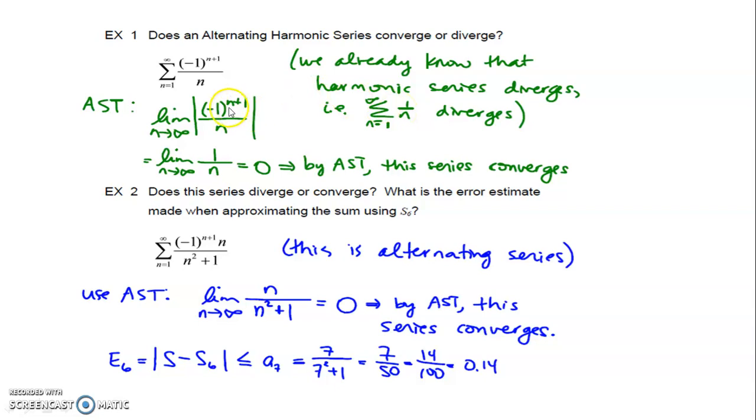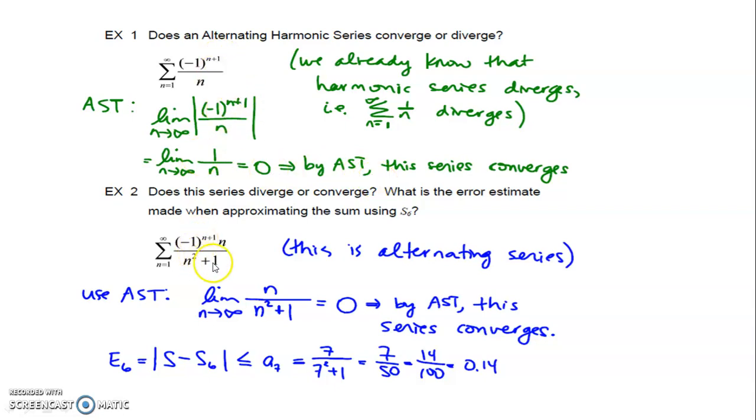Now we can test it using the alternating series test. The limit of the magnitude of (-1)^(n+1) by n as n approaches infinity: this 1 by n, as n approaches infinity, is 0. Therefore, by the alternating series test, the given series converges.